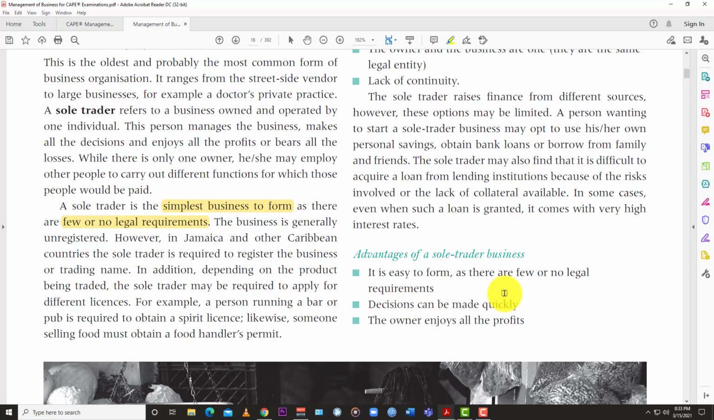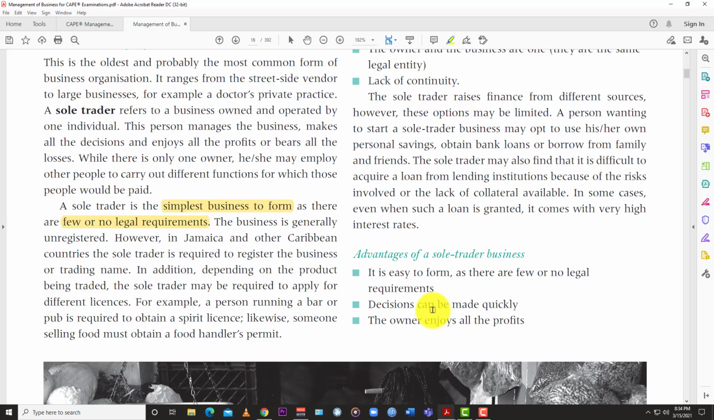Decisions can be made quickly. After all, it's you alone. You're the owner. So of course, you're not going to argue with yourself unless you're crazy. Of course, it's going to take time to deliberate in your mind, but at the end of the day, you are the only one who has to make the decision, and it's going to be done quicker than if you have to debate with multiple persons, a partner or a shareholder or something like that.